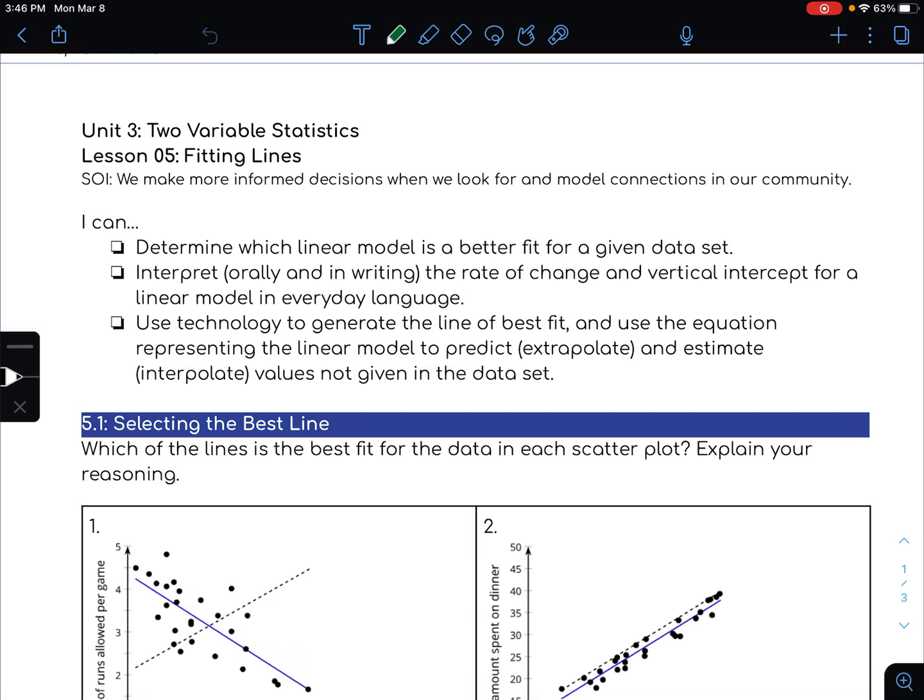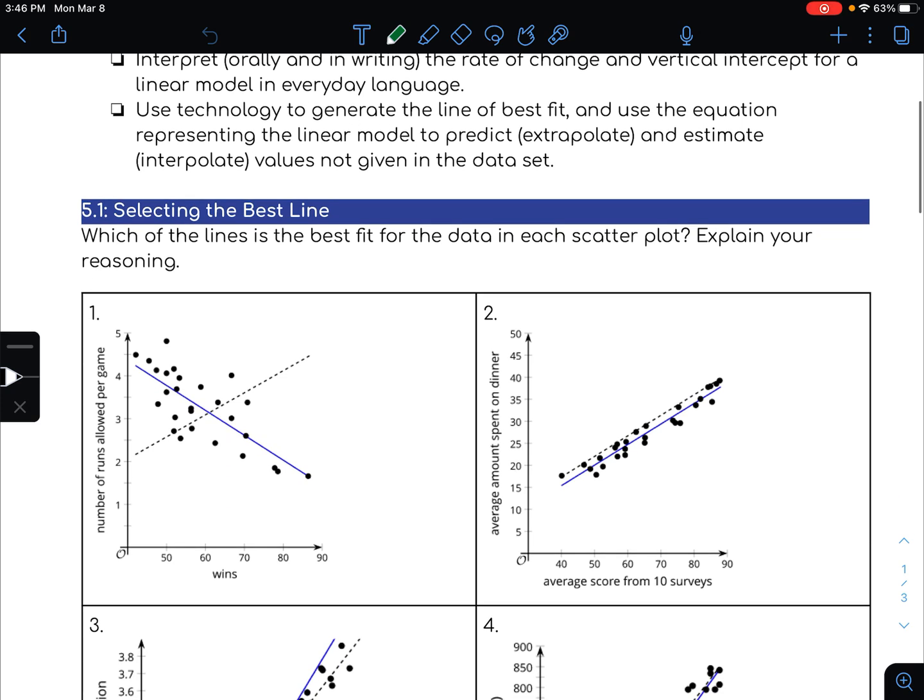All right, now that we have learned how to draw a line of best fit and estimate it and put it on a graph and do a little interpretation with it, we're going to see if we can use some graphing technology to draw our line of best fit and do a little bit more interpretation. So our first investigation here: selecting a line of best fit. Which of the lines is the best fit for the data in each scatter plot?